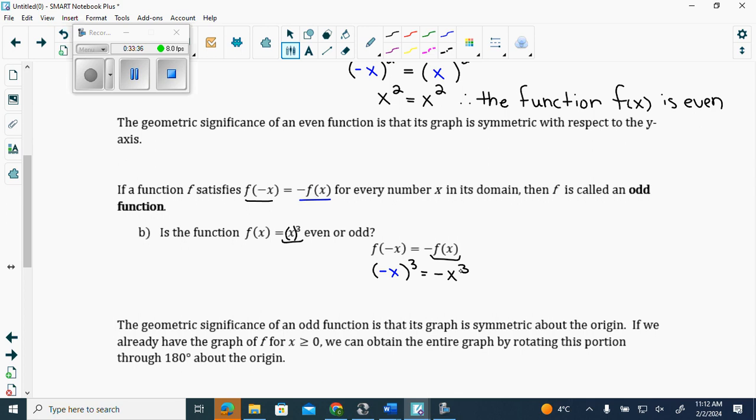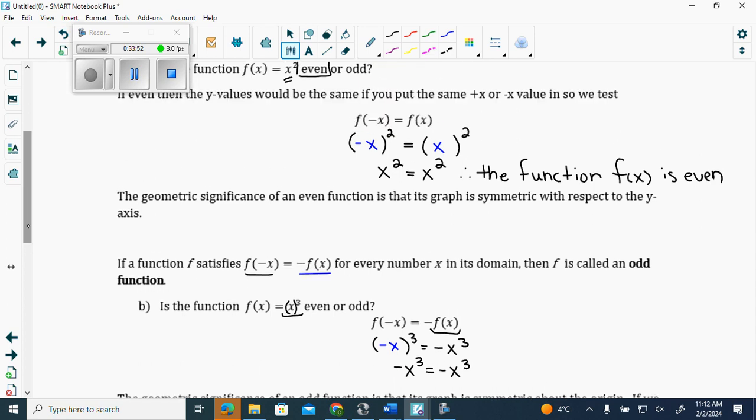What is negative anything to a 3? Negative. So what's negative x cubed? Negative x cubed equals negative x cubed. Do they equal? So then it's odd. So to test for even, you're plugging it into this. This tests for even. And when you plug it into this, this tests for odd.